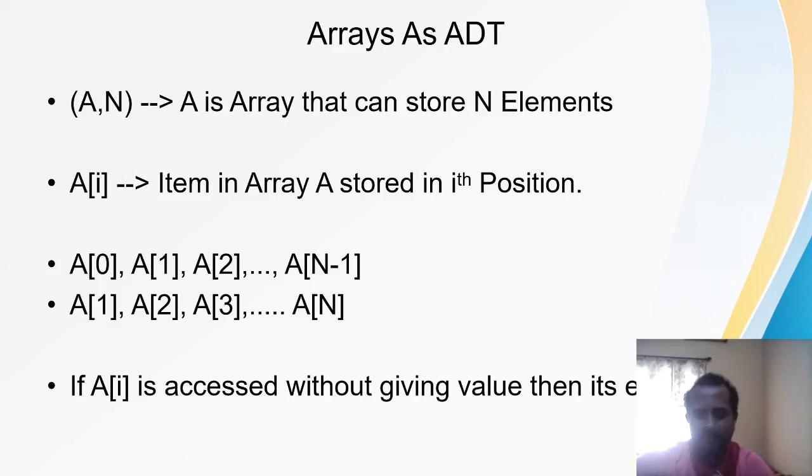Okay. So if I am having the object A of n, then A is the array and that can store n elements. A of i is the item in the array A stored in the ith position. So you can have A of 0 to A of n minus 1, or A of 1 to A of n. If you are trying to access A of i whose data is not specified, then it will give an error message. Thank you.